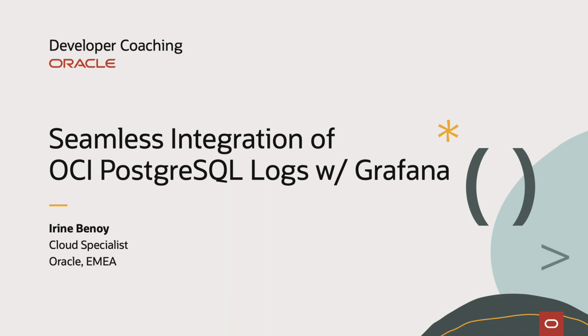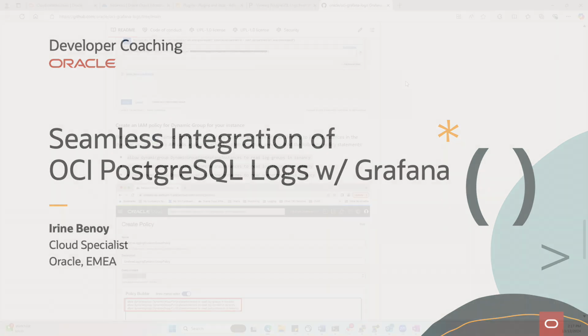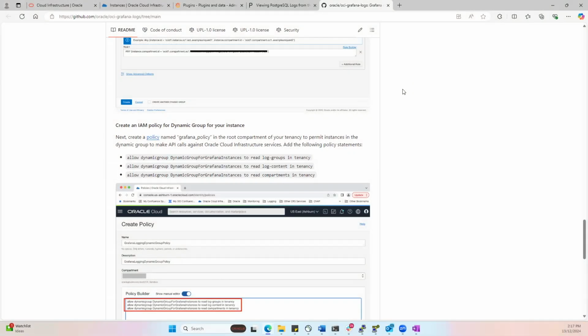Hi everyone. So today I'll be talking about how we can integrate OCI logs with Grafana, and mainly we will be focusing on Postgres logs. So the first thing we need to do is add a few policies. So I have added 3 policies here for our dynamic group in our root compartment so that we can read all the logs in our tenancy.